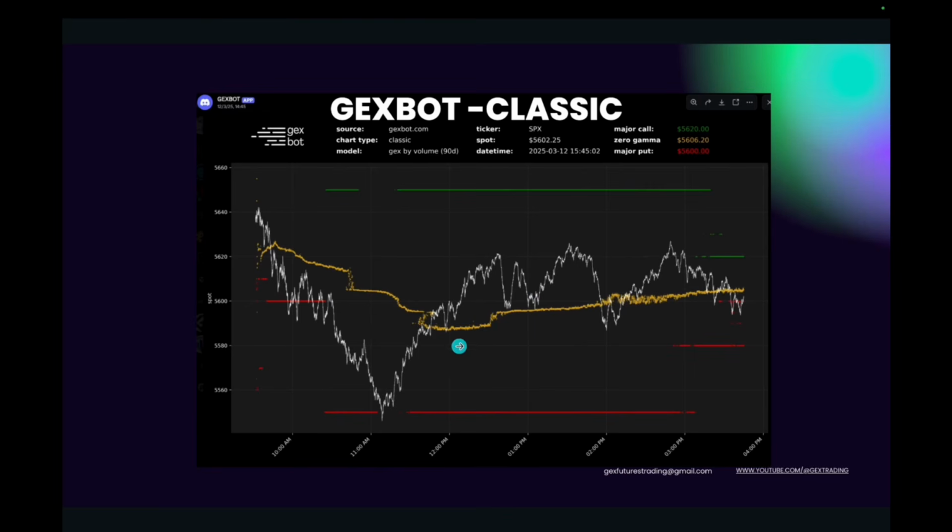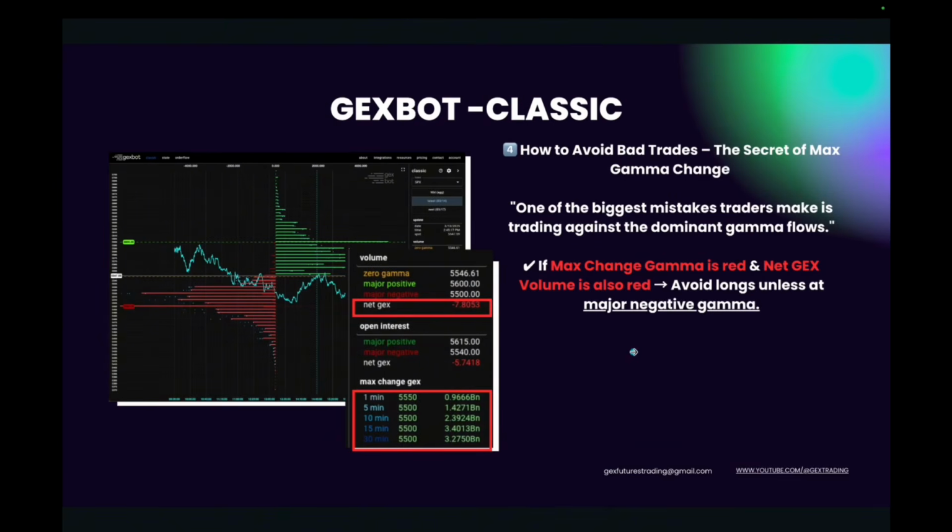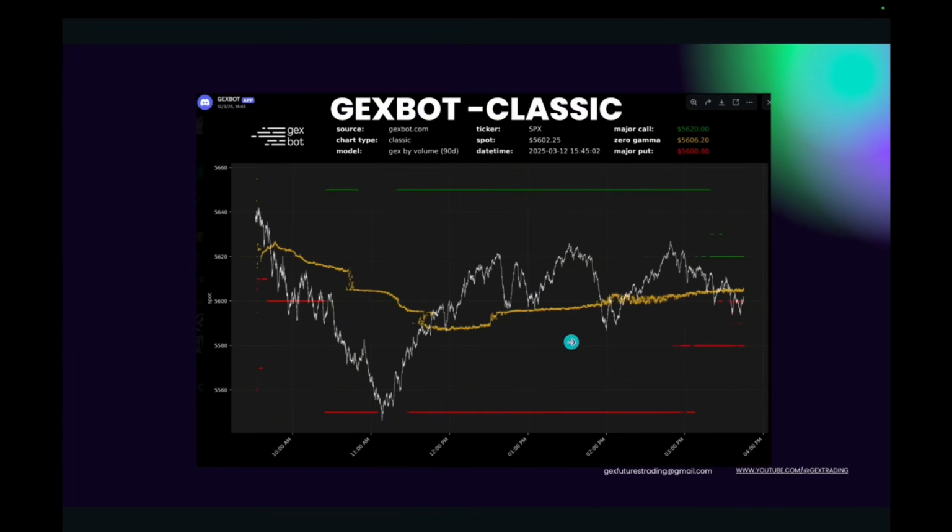But two or three beautiful trades, that's all you need. Now, we're going to talk about one of the biggest mistakes traders make: trading against the dominant gamma flows.